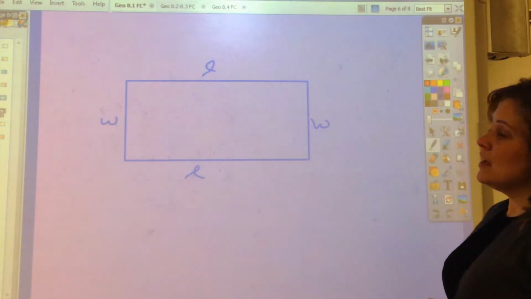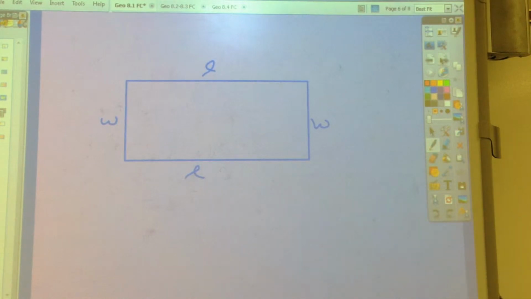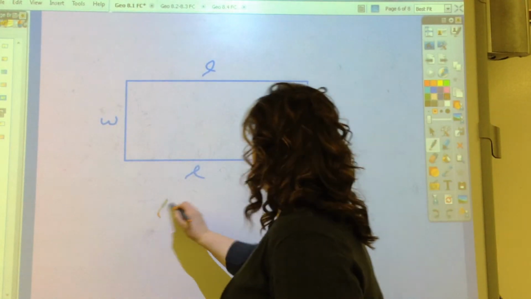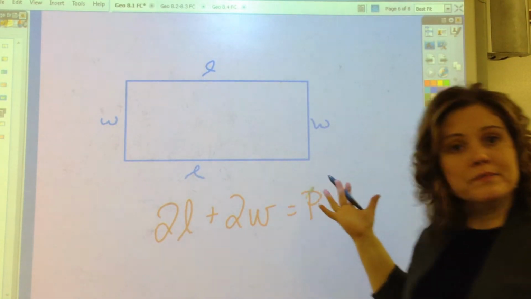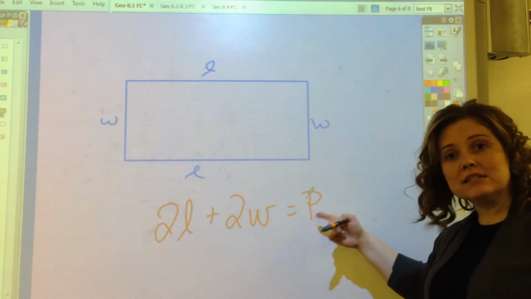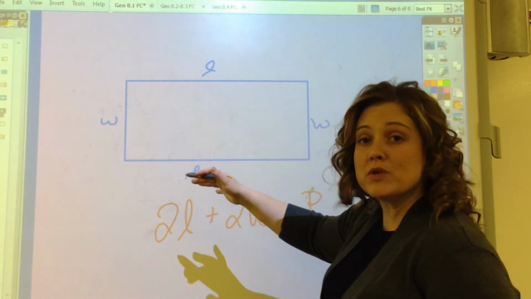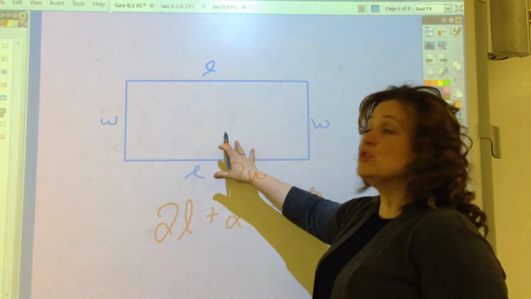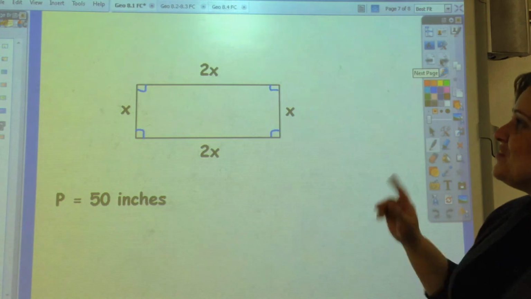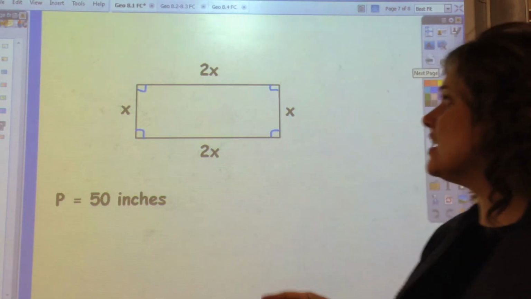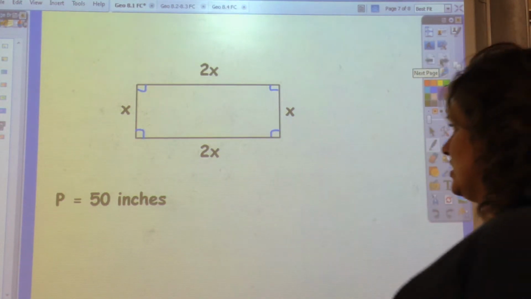Let's remember the perimeter for my rectangle. I have 2 times L plus 2 times W should equal my perimeter. Agreed? This is true for both kites. We take 2 times one side length plus 2 times the other, and we do the same thing with rectangles as well.